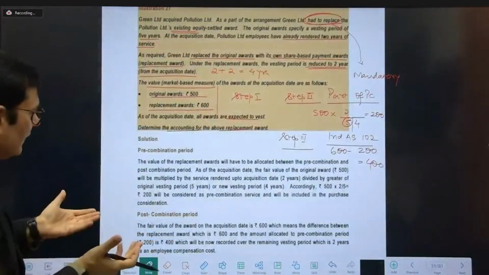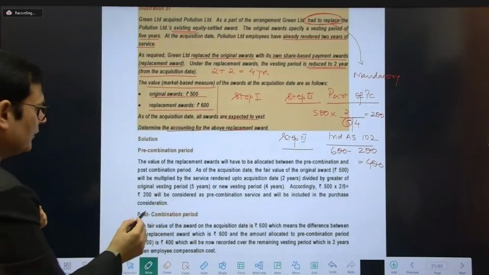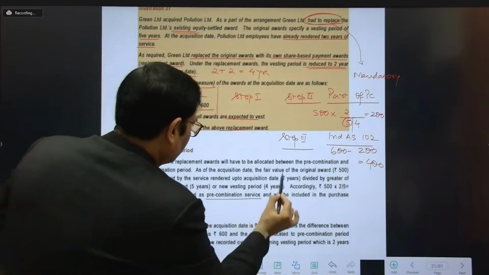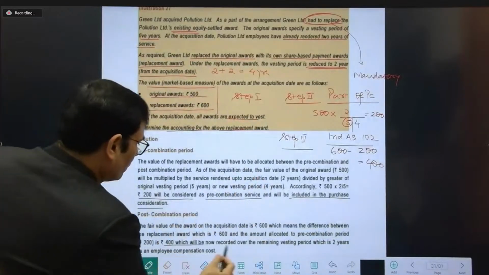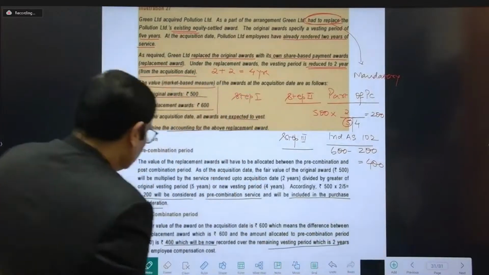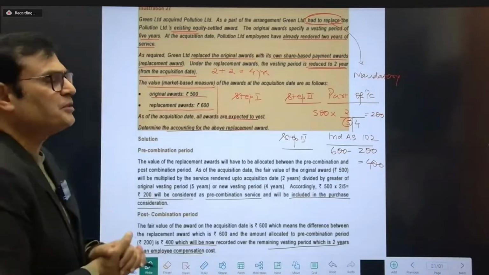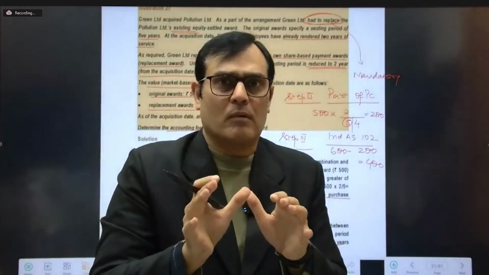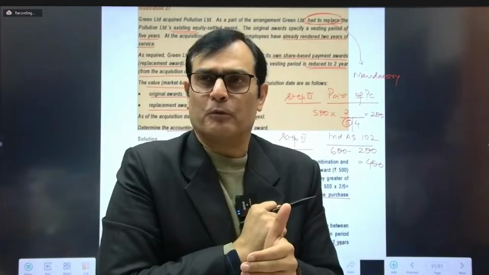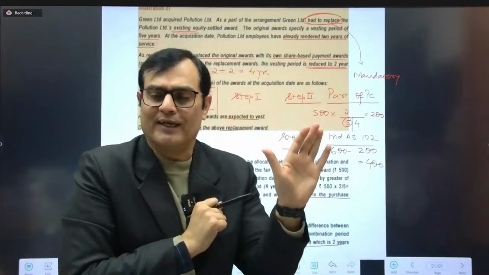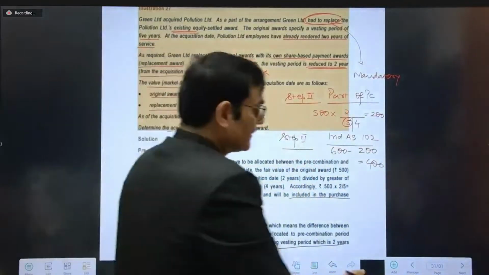So I guess you can keep reading the answer, but let me just show you quickly. So 200 will be considered as pre-combination and will be included in the purchase consideration. And 400 will now be recorded in the remaining vesting period, which is 2 years, as employee compensation cost. So I would say always go for a 3-step model to make your life simple. Organize the fair values, step 1. Get the pre-business combination portion, step 2. And get the post-business combination portion, step number 3. Okay, so this was simple.